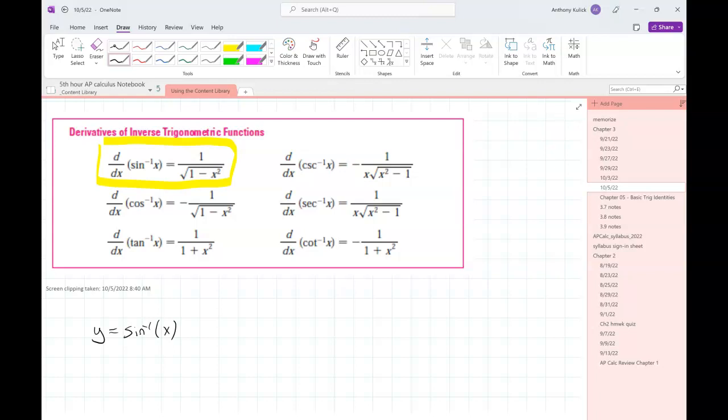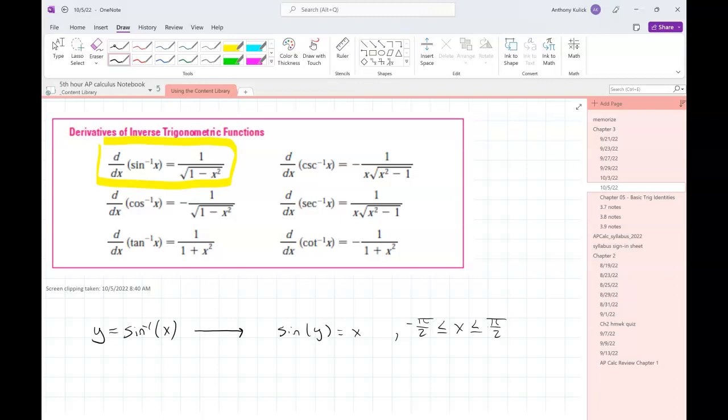So we're going to be taking the derivative of sine inverse, right? So I'm going to start with the function y equals sine inverse of x. That's equivalent to sine of y equals x, provided that you're working on this domain.